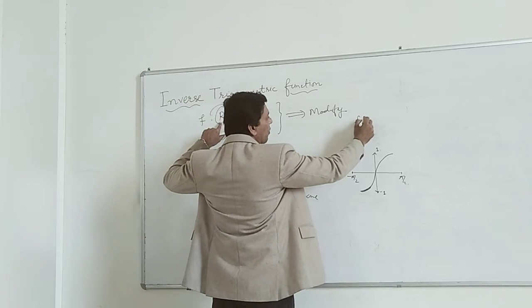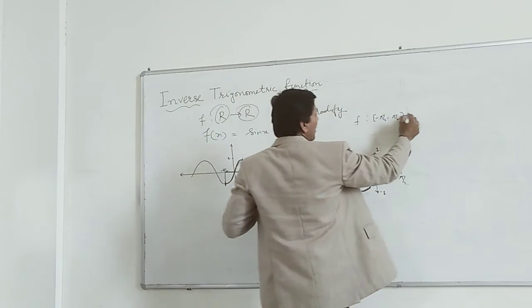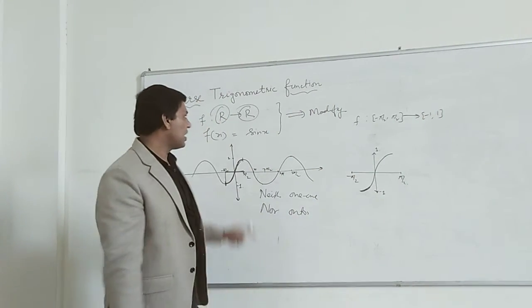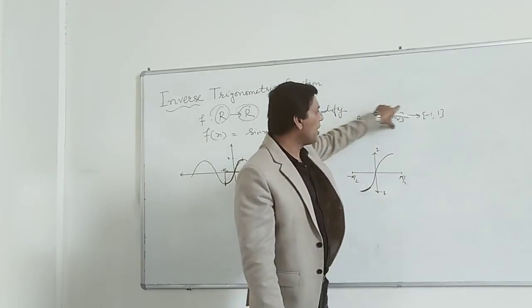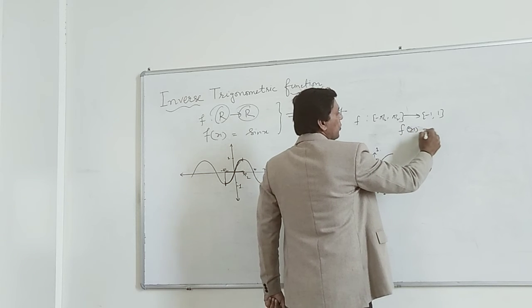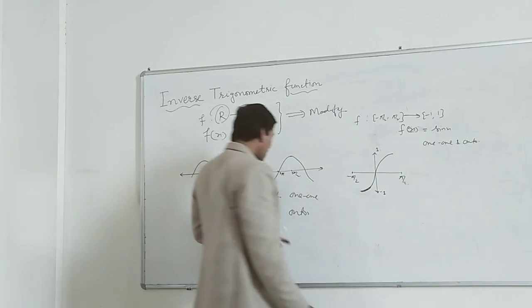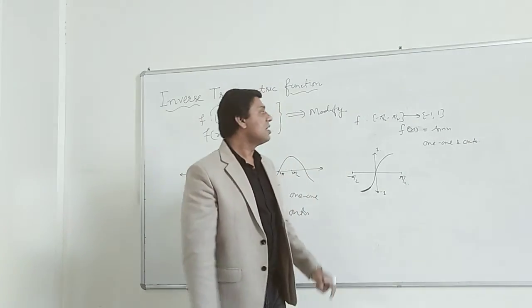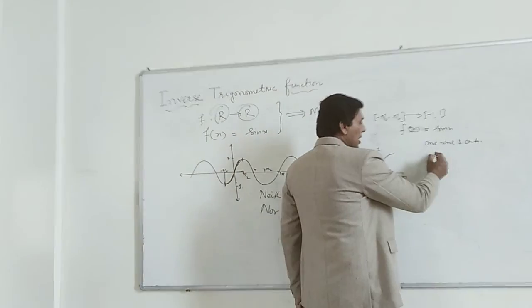So the new domain is minus pi by 2 to pi by 2, and now our codomain is minus 1 to 1. Minus 1 to 1 is the range of the sine function, and this is the domain of the function. So now this function f(x) equal to sin x is 1-1 and onto. Earlier it was neither 1-1 nor onto, but we have modified its domain and codomain. Now this function is 1-1 and onto, hence it is bijective, so it is invertible.